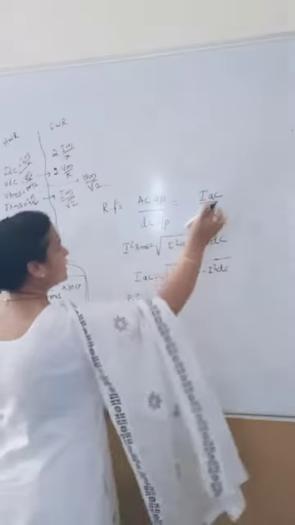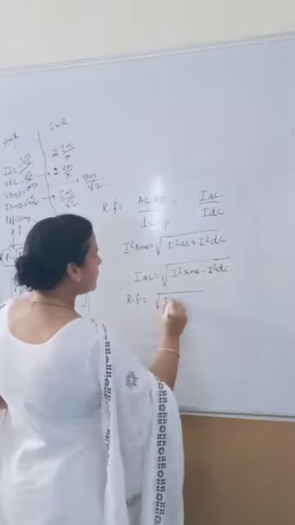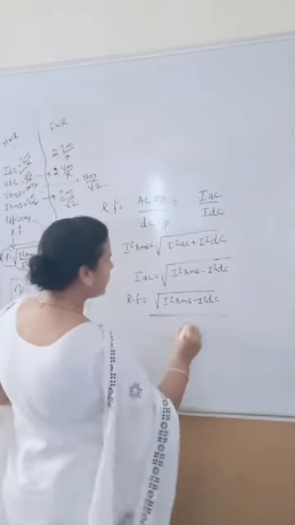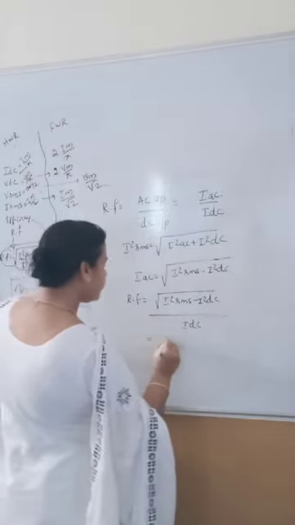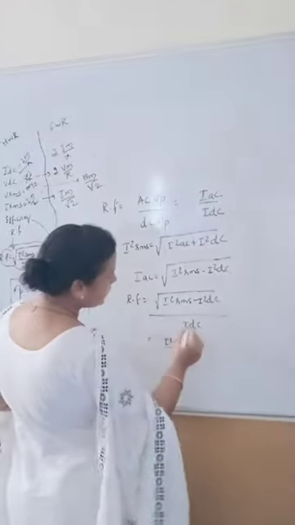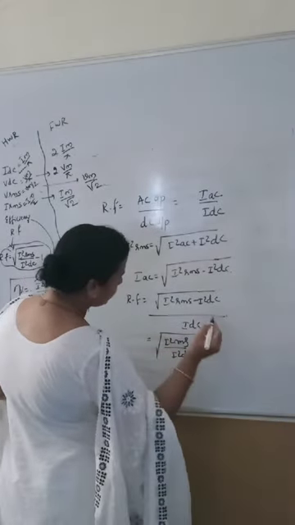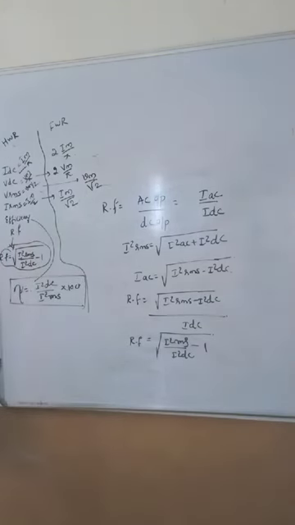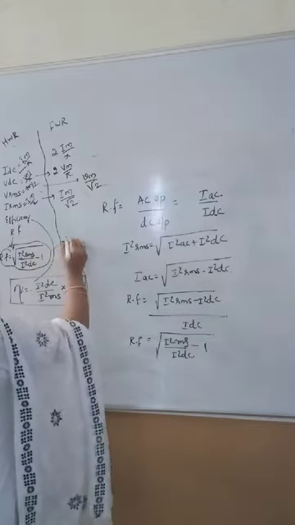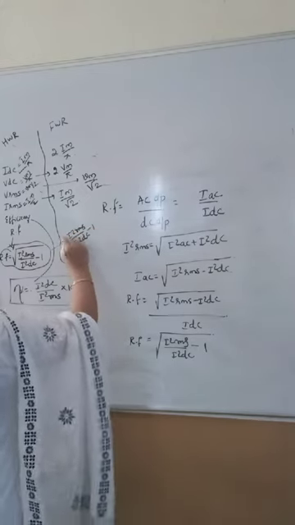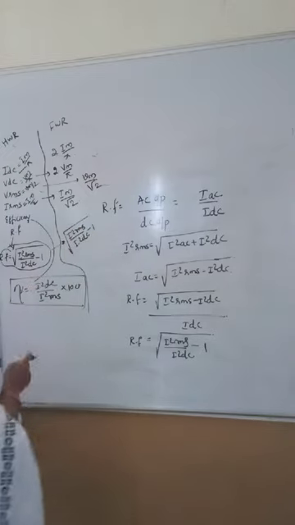Ripple factor is equal to IAC. IAC is nothing but root of I square RMS minus I square DC, whole divided by IDC. Take this IDC inside, it becomes I square RMS divided by I square DC minus I square DC by I square DC, which will be 1, under the root. This is ripple factor: root of I square RMS divided by I square DC minus 1. So you got the ripple factor equation. This is the ripple factor.